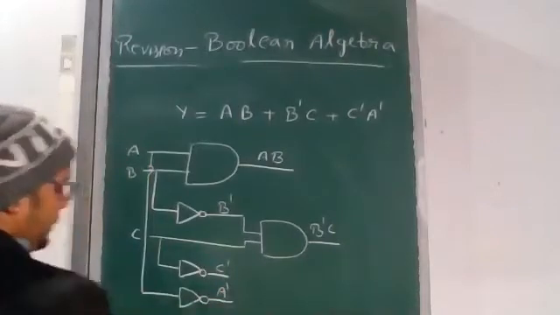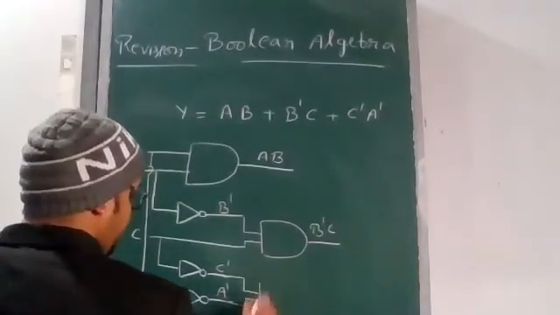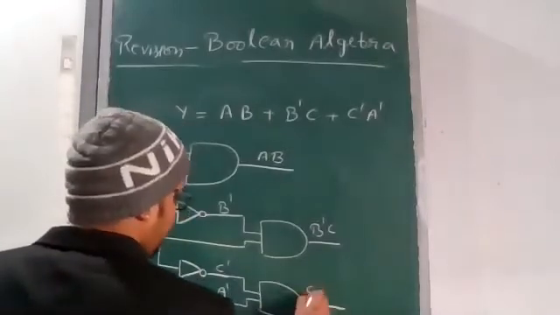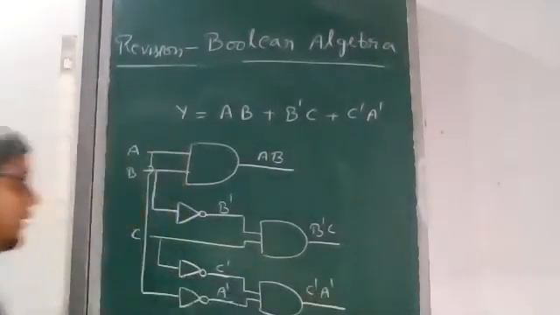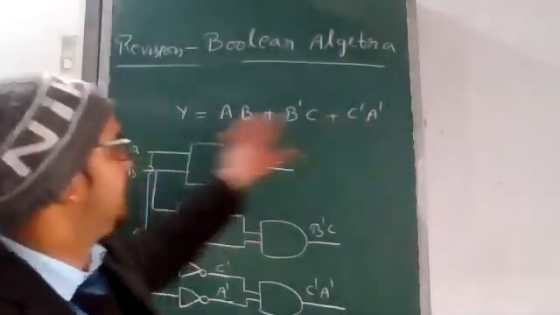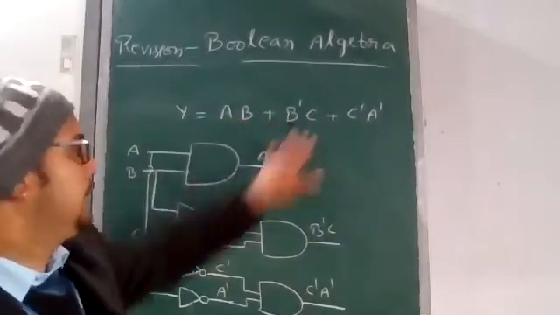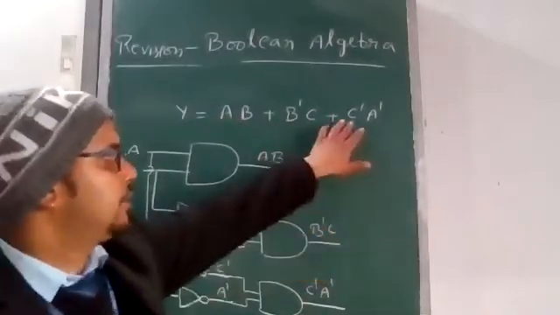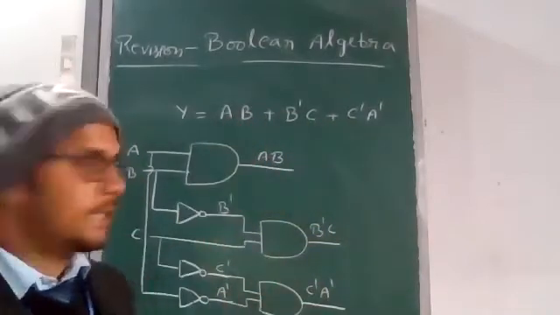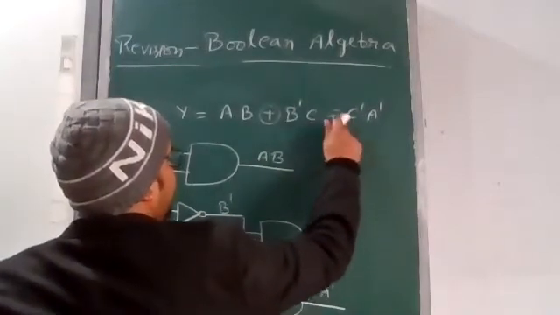A NOT means A complement, and the final result of this is connected with an AND gate, that is C complement A complement. Now the result of AB, this A dot B, the result of B complement C is here. All these results are connected with an OR gate.